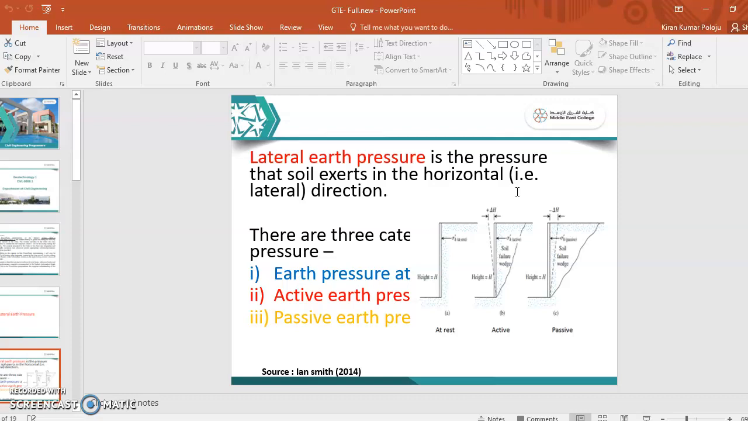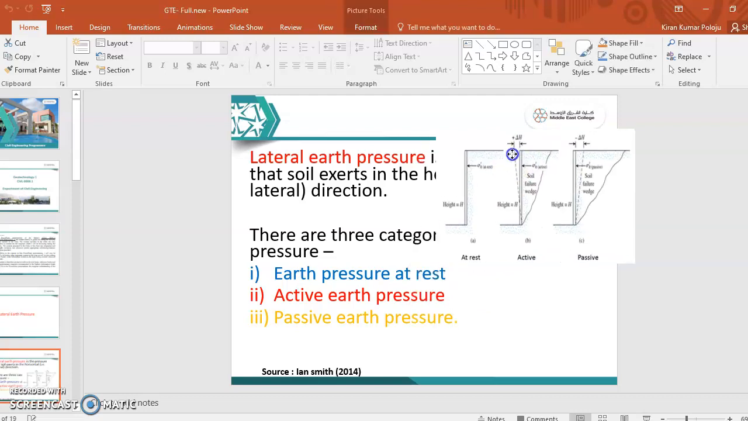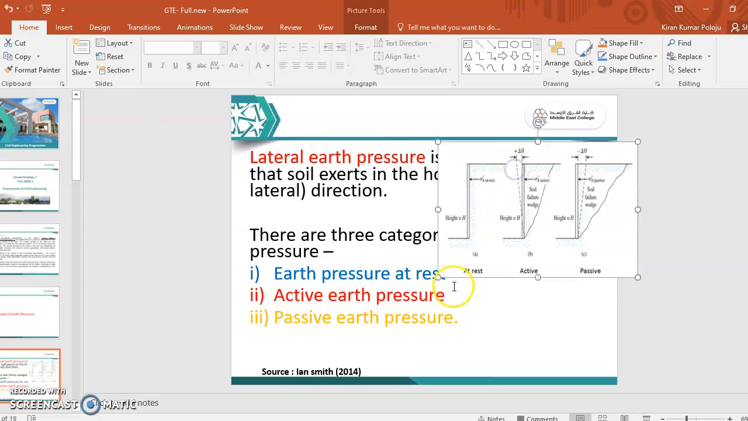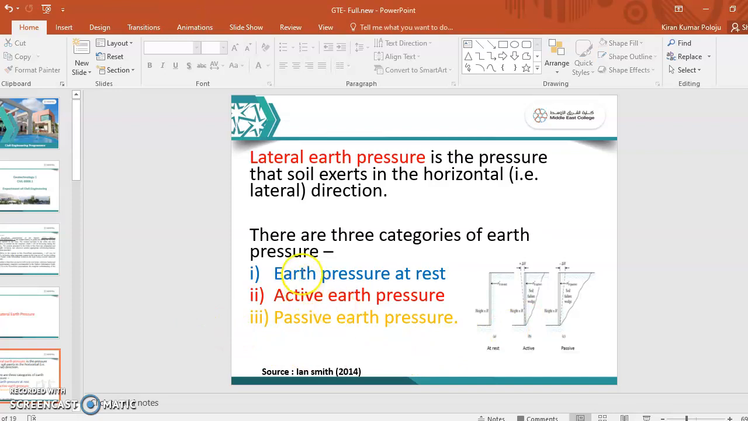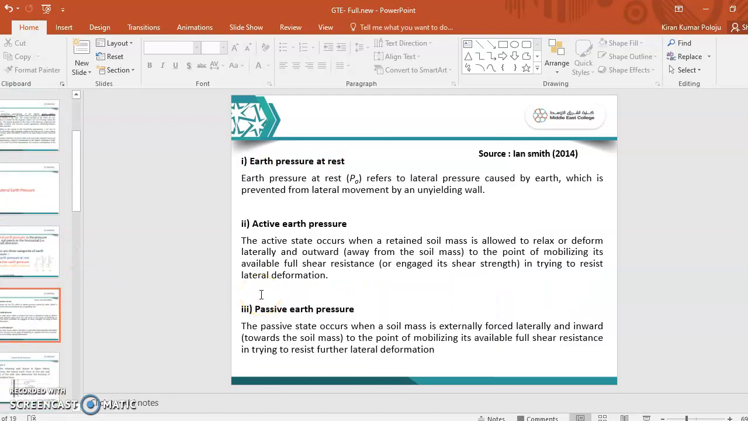There are three categories of pressure: earth pressure at rest, active earth pressure, and passive earth pressure. What do you mean by earth pressure at rest, active earth pressure, and passive earth pressure? Earth pressure at rest refers to the lateral pressure caused by earth which is prevented from lateral movement. The name itself mentions it: earth pressure at rest, without any lateral movement.